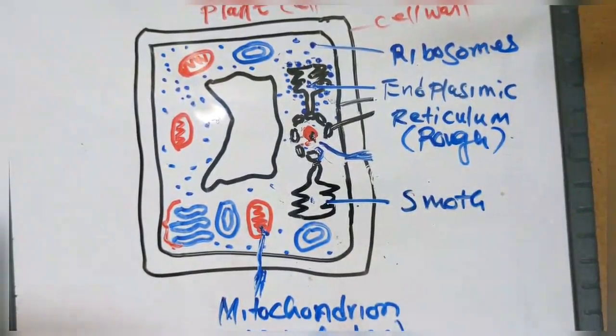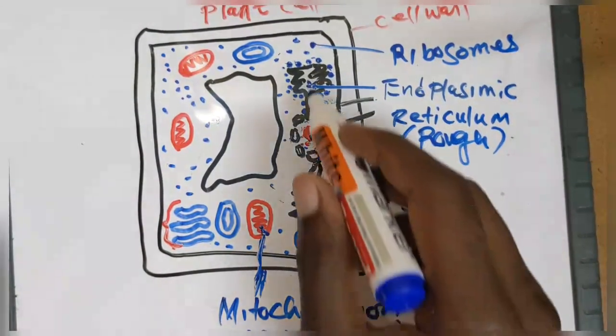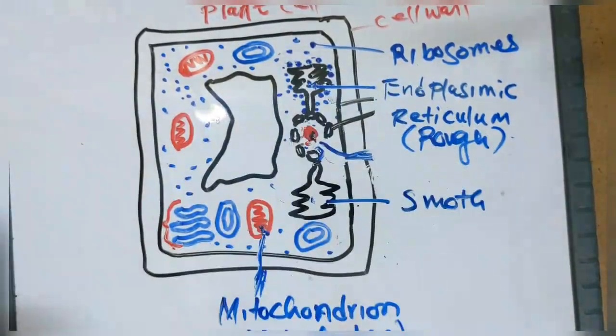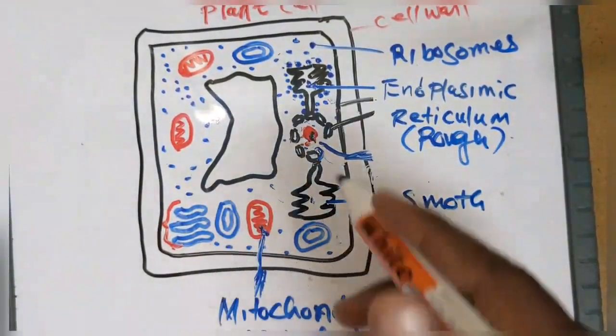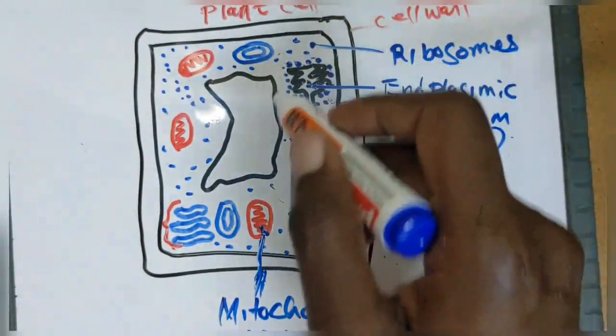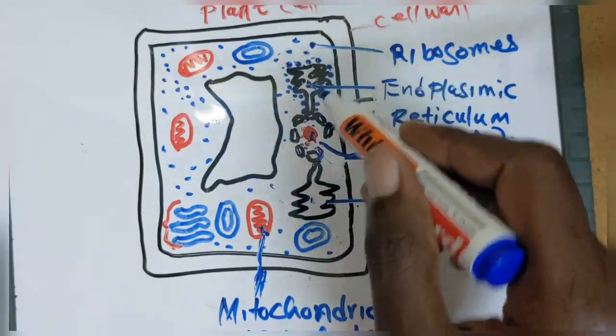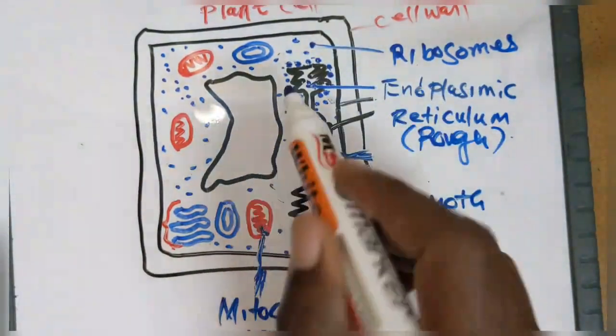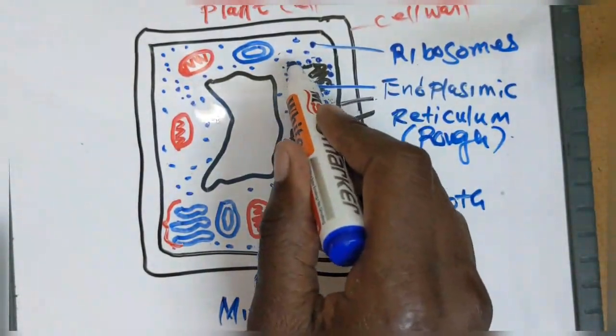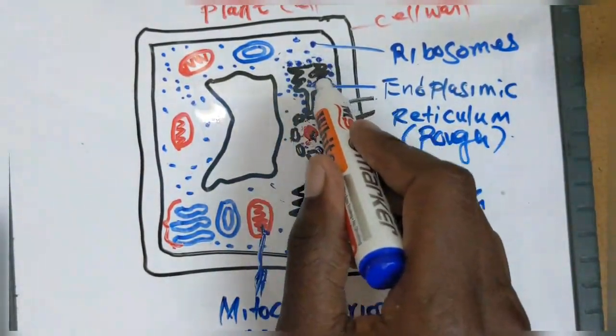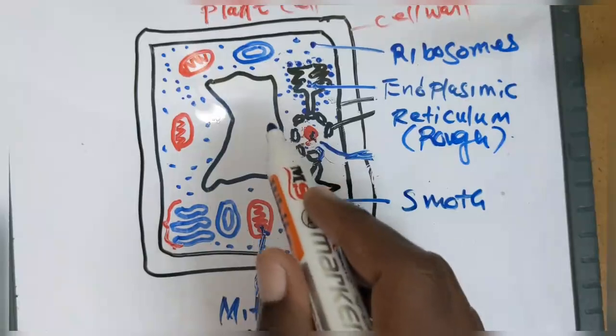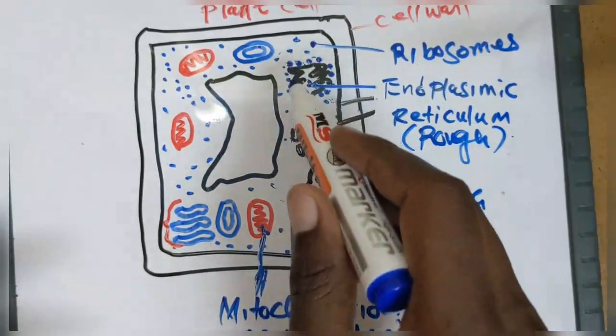Okay, it is a smooth endoplasmic reticulum. So this one, which is a rough endoplasmic reticulum, its function is to transfer proteins. If you remember very well, I said that these ribosomes, this is where protein synthesis takes place. This is where proteins are made.